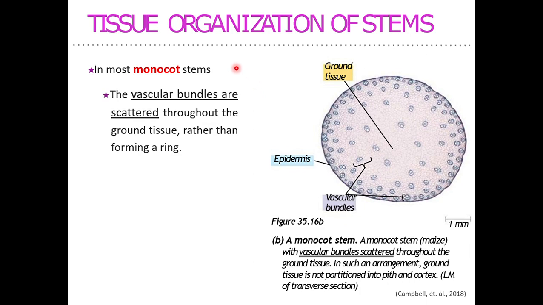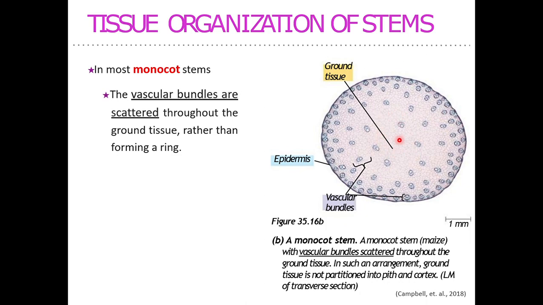It is different in most monocots. For a monocot stem, the vascular bundles are scattered, no longer arranged in a ring. They are scattered throughout the ground tissue rather than forming a ring. Here we can see in figure B a monocot stem, for example maize, with vascular bundles scattered throughout the ground tissue. In such an arrangement, ground tissue is not partitioned into pith and cortex.